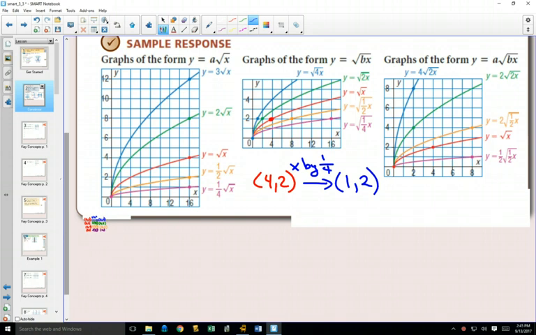So we're going to multiply by 1/4. Sure enough, in the green one, if we have 4, 2, and we look at the green one, on the green one we have the point 2, 2. There's a 2 inside the green function, and we're multiplying by a half.